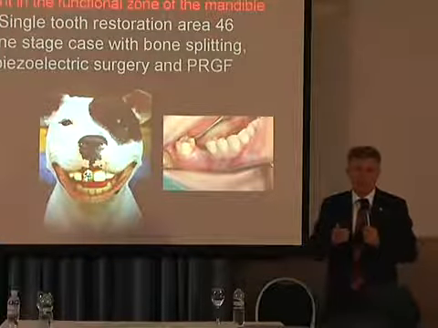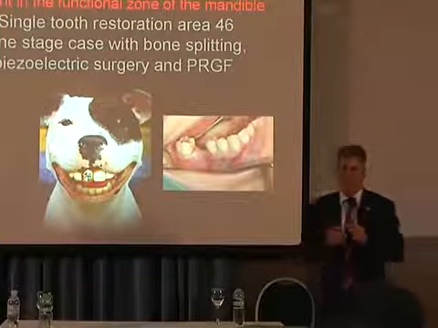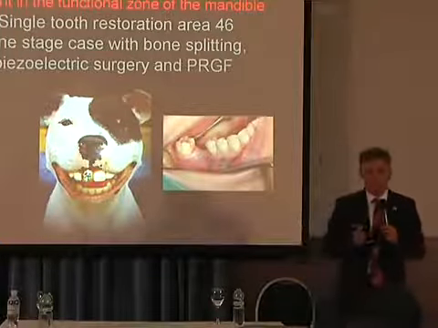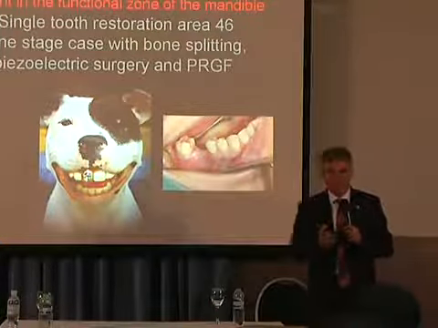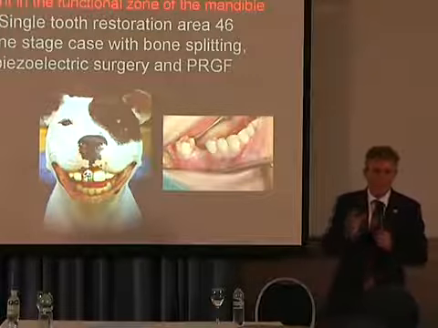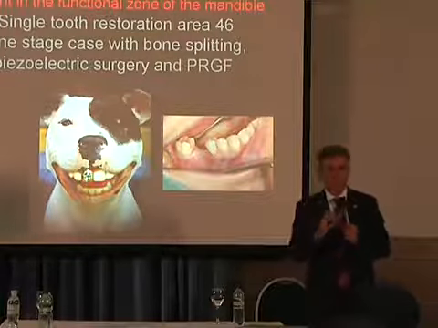So your first case with bone splitting, if you do it the first time, you select a lateral incisor, not a central, a lateral incisor with two neighbor teeth periodontally intact. And you cannot go wrong.